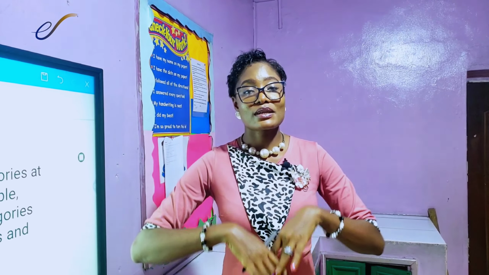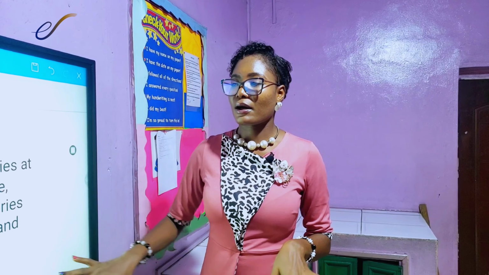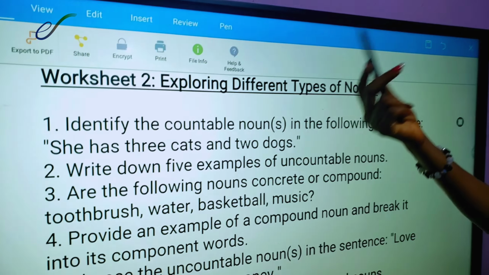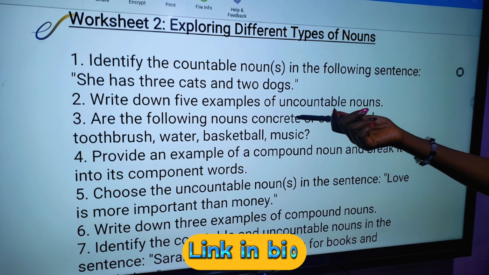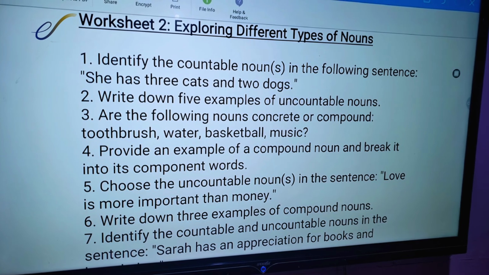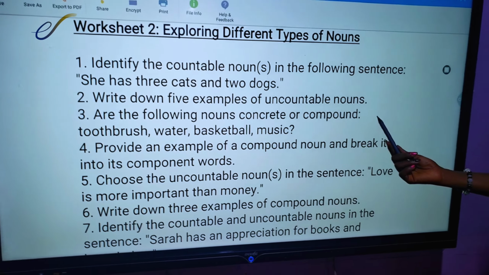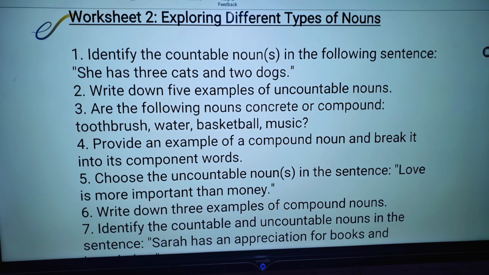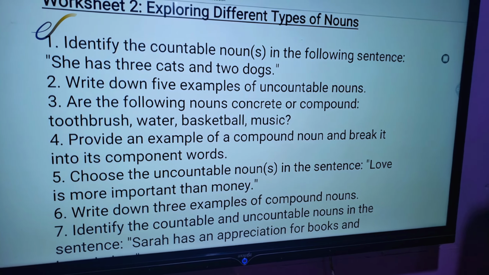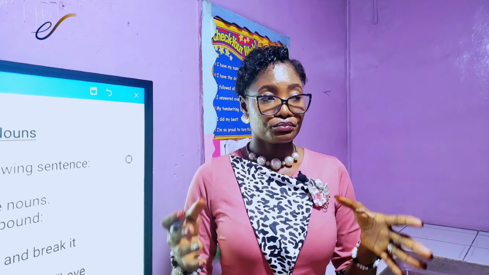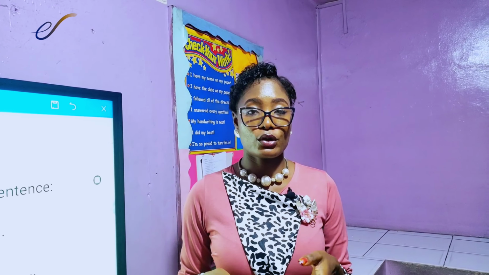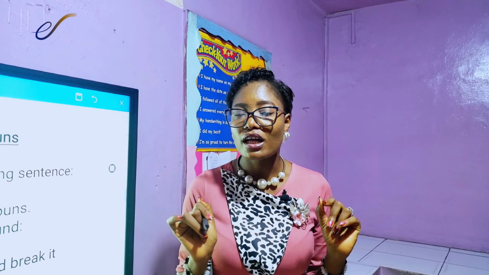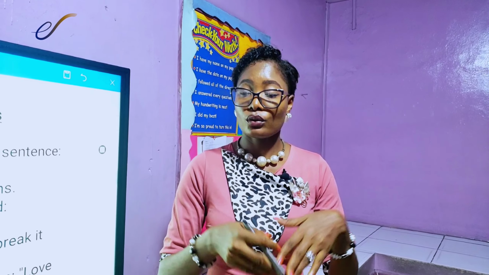So once again, we're going to explore the different types of nouns by going through our worksheet. I have another bunch of questions here where you will identify the countable nouns and write down examples of some of them. You also identify your concrete or compound nouns and provide examples. Also break it down into its components. What do we mean by breaking it down? For example, if you are giving me the compound noun childhood, you have to break it for me into child and hood, because those are the two words that make up that compound noun, childhood.